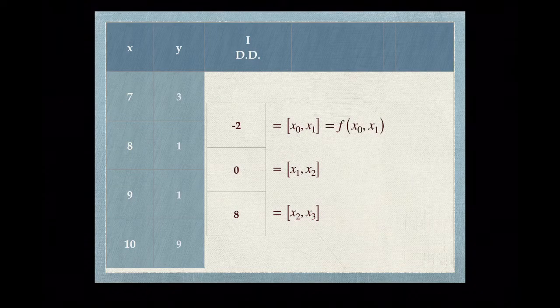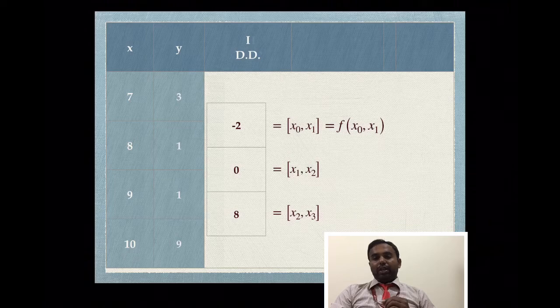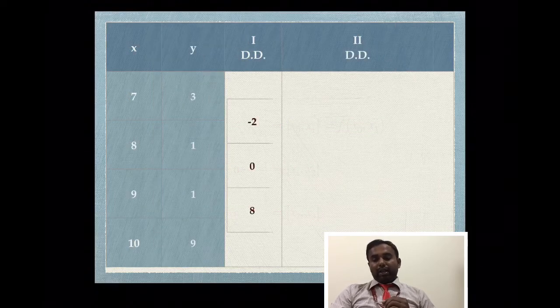Few authors also represent this as f of x naught comma x1. Even if you represent it like this, it's nothing wrong, but in our working procedure we will consider it as x naught comma x1 under square bracket. Now, keeping this first divided difference column, we will construct the second divided difference.